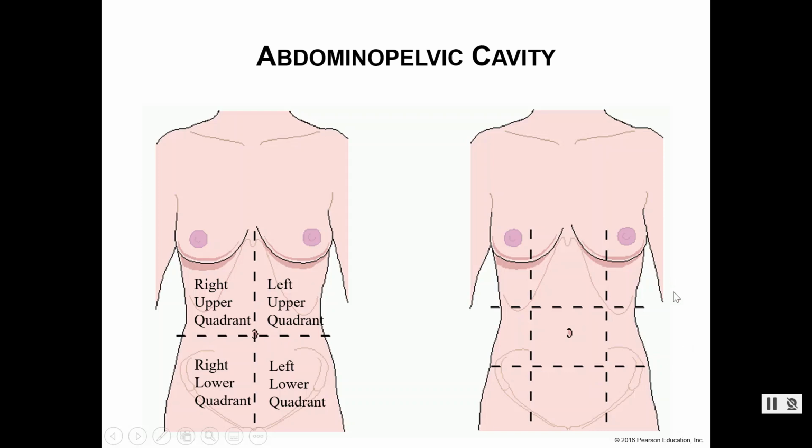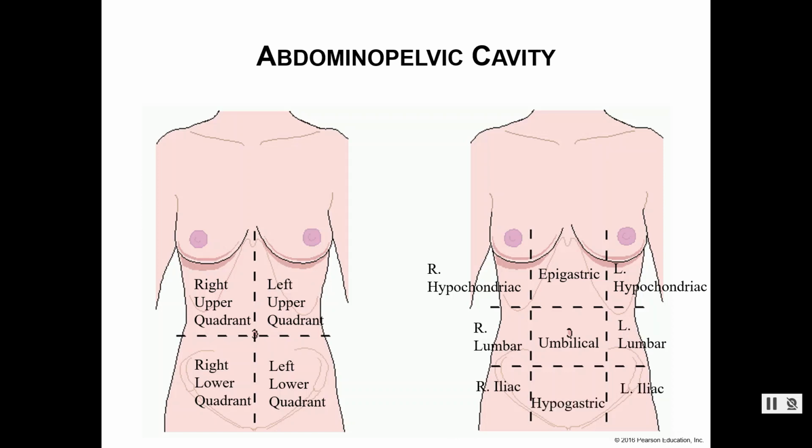The nine is where people get you. So let's make sure we are geniuses. Here we go. Right hypochondriac, epigastric, left hypochondriac. And then we move to our right lumbar, umbilical, left lumbar. Lastly, right iliac, hypogastric, and left iliac. Again, make sure you're practicing these.